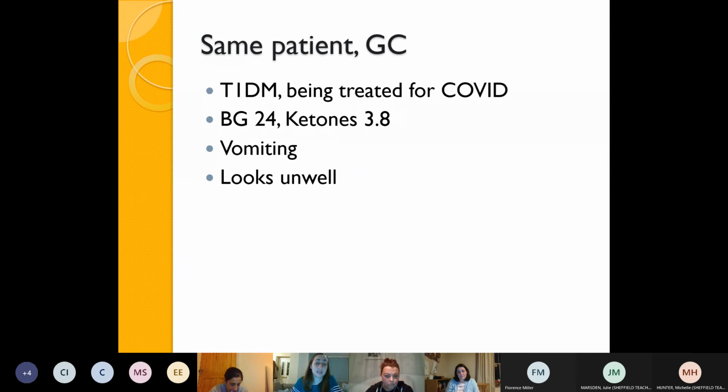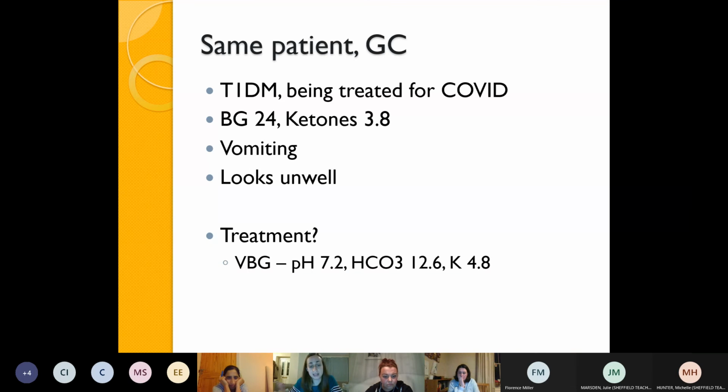But now he is. So now, same scenario. He's vomiting. He looks terrible, but his ketones are 3.8. This guy needs a VBG, and let's see, he's had his VBG. His pH is 7.2, bicarb is 12, potassium is 4.8. We go down the DKA treatment pathway in that case.